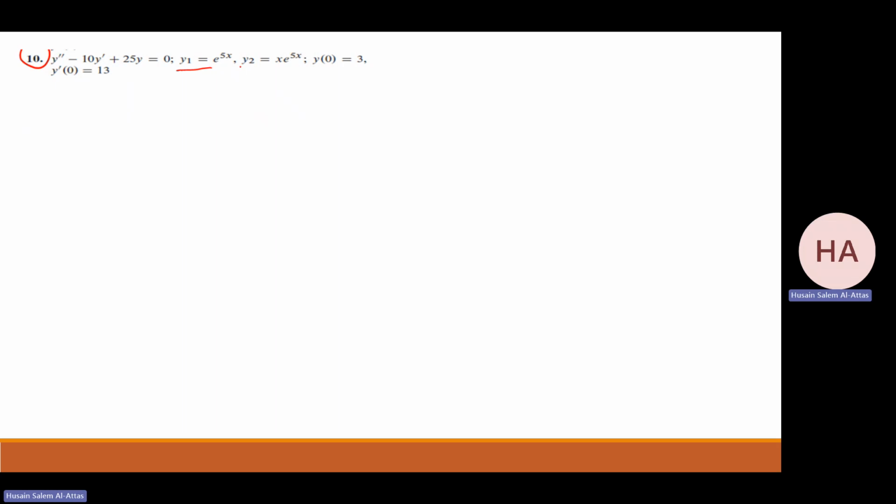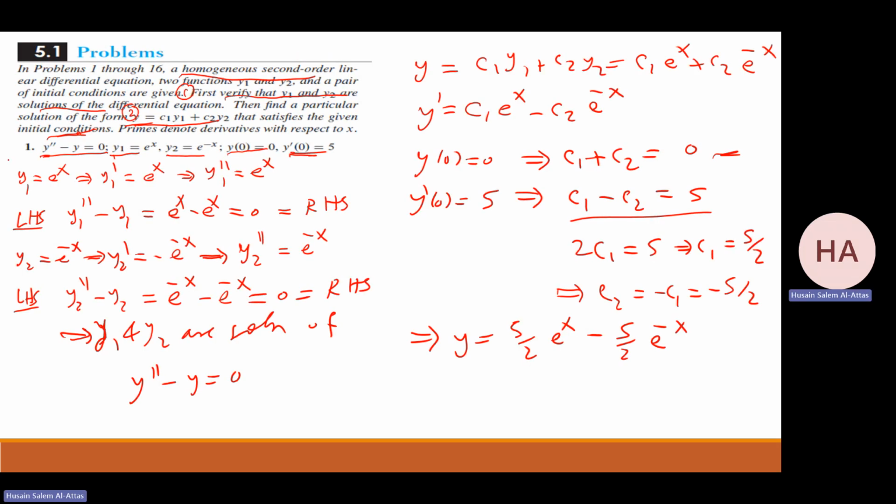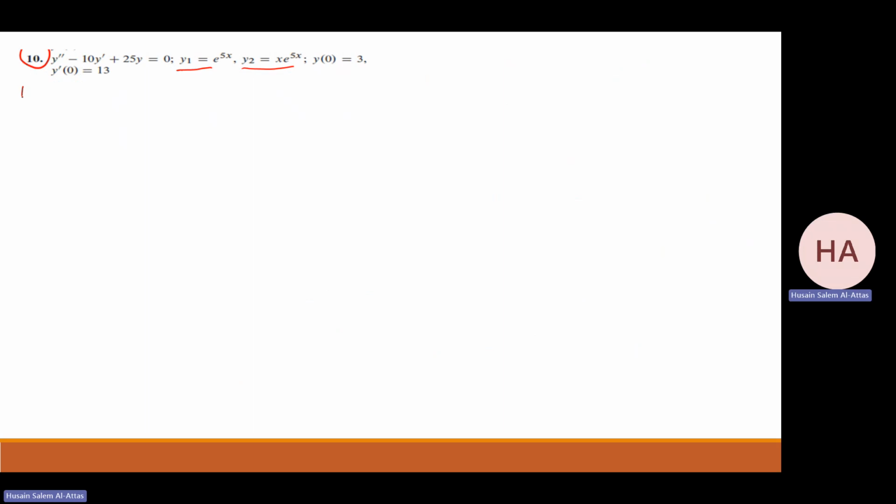Now I have, this is y1, this is y2. I need to show they are solutions. Let me say this is part 1. This is part 2. So we'll do part 1. y1 is e to the power 5x. What will be y1 prime? 5 e to the power 5x. y1 double prime, 25 e to the power 5x.